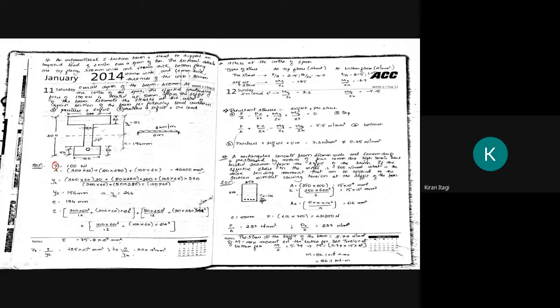Now, P is given, that is 100 kilonewton, or you can write it as 100 into 10 power 3 Newton. Okay, then area of the section, that is area of top flange plus area of the web plus area of the bottom flange. Top flange is how much? 300 by 60. Okay, plus area of the web is how much? 80 multiplied by the overall, how much? 400. 400 minus 60 minus 60 means 400 minus 120, it will be 280. Next, area of the bottom flange, how much is it? 100 into 60. So you have to determine the area of the section. So we have got 46,400 square mm.